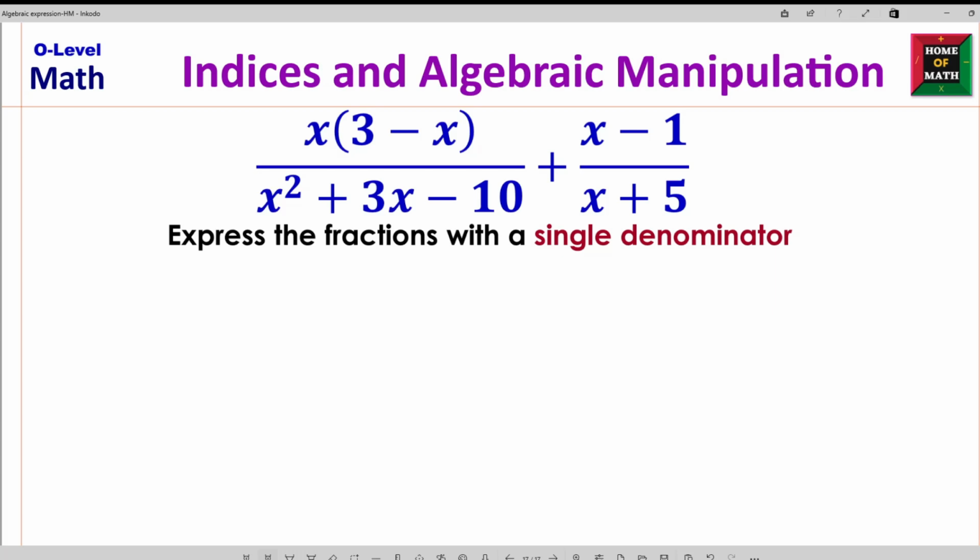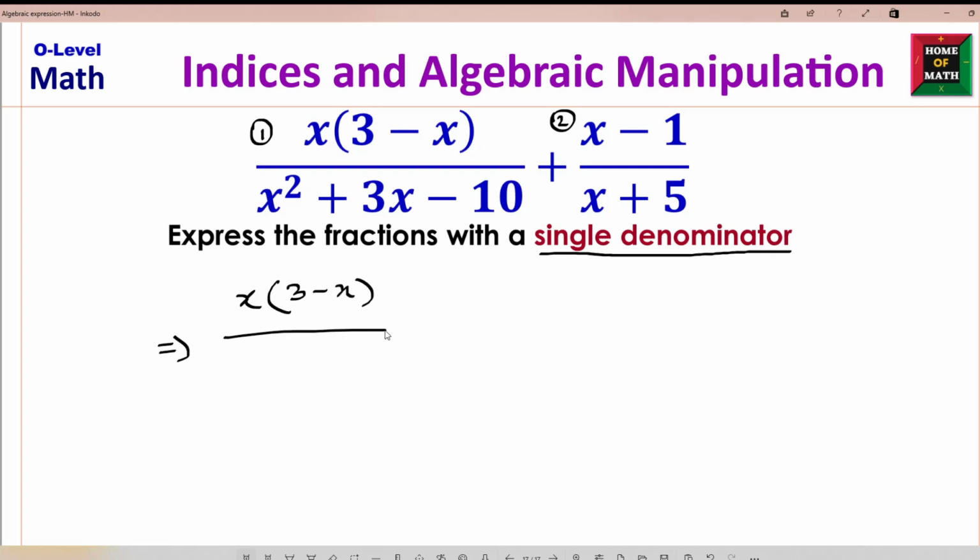Look, here is x into (3 minus x) divided by (x square plus 3x minus 10), plus (x minus 1) divided by (x plus 5). Here are two fractions, 1 and 2, and we have to make this one single denominator. So what can we do? First, this one we can write like this: x into (3 minus x).